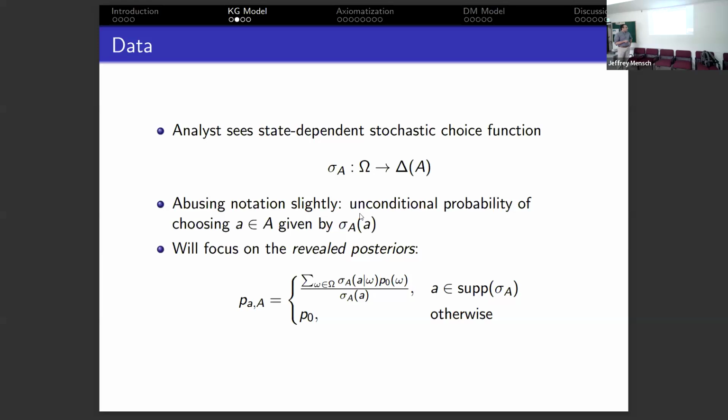Okay, so I should have omega here, and I should drop the sum. Sorry about that. So there should be no summation, and have the left side be P(A, omega). Again, I apologize. This is my first time presenting this, so high technology. So P(A, omega) is equal to sigma(A given omega) P naught(omega) over sigma(A).